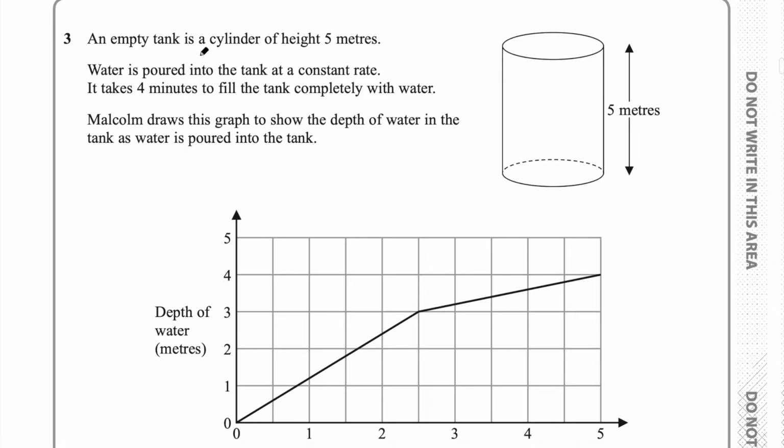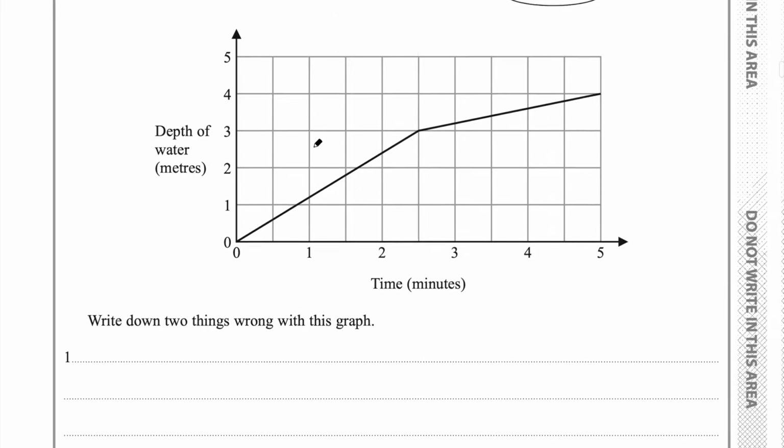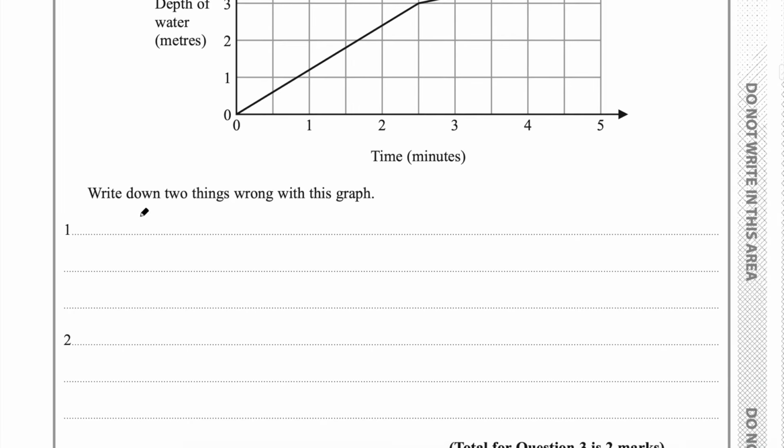Question 3 says an empty tank is a cylinder of height 5 meters. Water is pouring into the tank at a constant rate. It takes 4 minutes to fill the tank completely with water. Malcolm draws this graph to show the depth of water in the tank as water is poured into the tank. Okay, and the question says write down 2 things wrong with this graph.